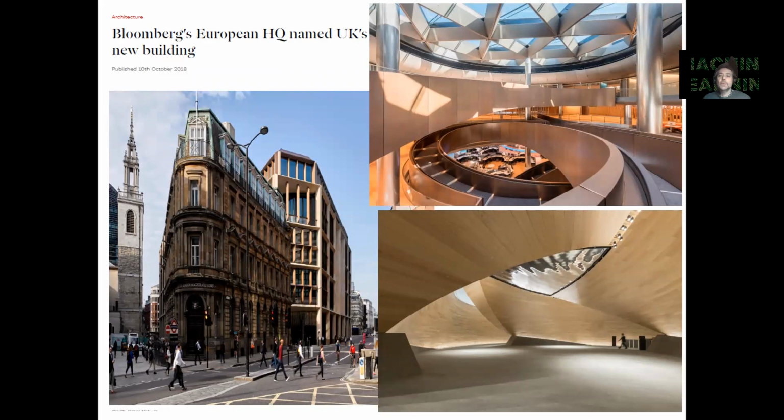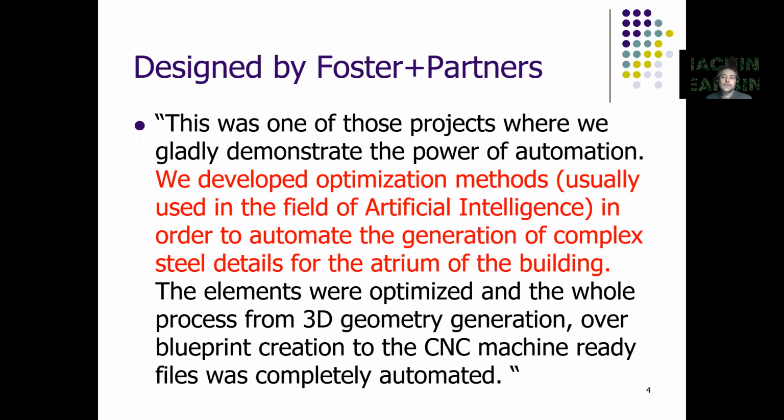First, I'm going to start with an example of a problem which has been solved with genetic algorithms. It's Bloomberg's European headquarters building in London in 2018. And this is the atrium, one of the most fascinating parts of the building. And you see the design. This is a project where genetic algorithms have been used.